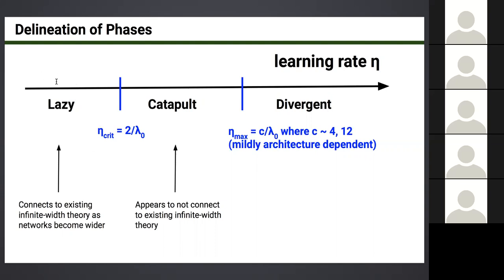So this is a regime which at finite width is just a regime, and I'm going to try to argue that it's actually a phase, in the sense of it being separated from the catapult by an actual phase transition in the infinite width limit. 2 over lambda naught is what you would get if you looked up the convergence of gradient descent in a textbook. But what's new here is that before you actually diverge, you get this other regime, which exhibits very different phenomenology.